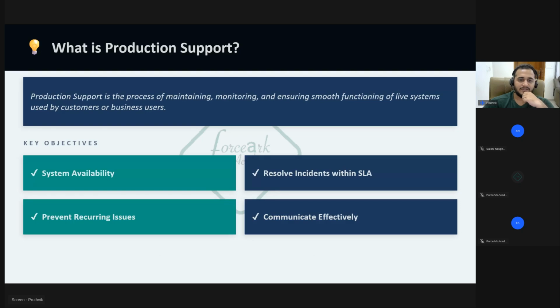Let's move on. I think you will start understanding what is needed. So first, production support is the process of maintaining live systems that real users depend on every day. Once your software goes live, the responsibility shifts from building user stories or features to ensuring system availability, how stable the system is, how it performs, and how quickly you can recover from failures.